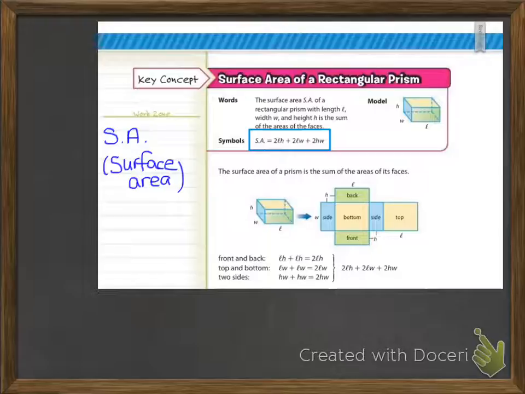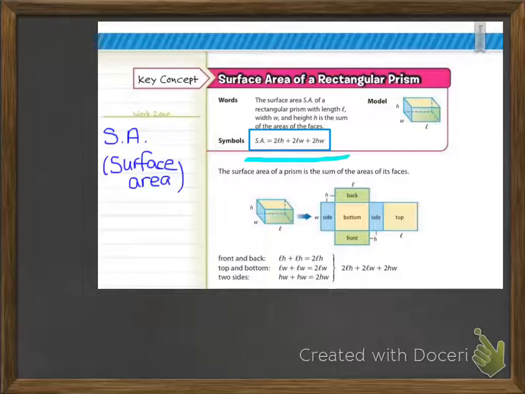So the formula to do this is pretty lengthy, but it's not that hard. It reads, and I have a box around it, so I want you to go ahead and highlight it. So we're looking at this area right here. It is surface area equals 2 times the length times the height plus 2 times the length times the width, plus 2 times the height times the width.